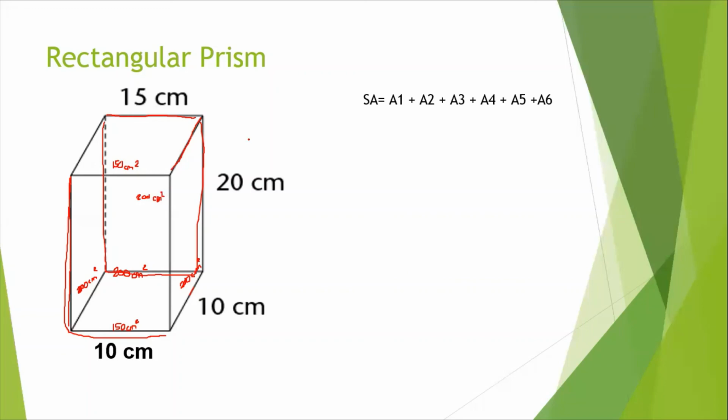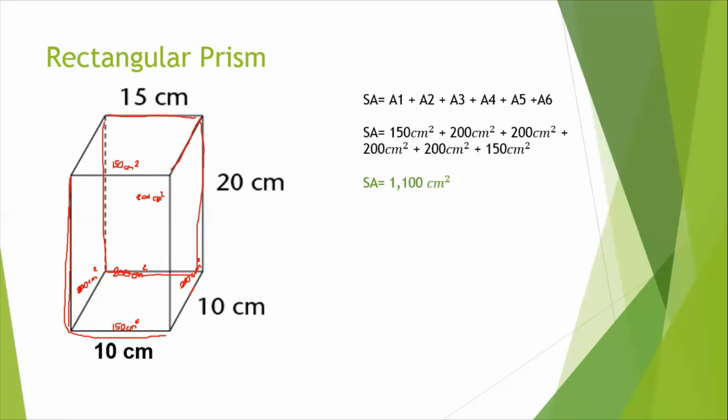To find the total surface area of this rectangular prism, let us add its areas. So we have 150 plus 200 plus 200 plus 200 plus 200 plus 150, which is the bottom part. We get the total surface area, which is 1,100 centimeters squared.